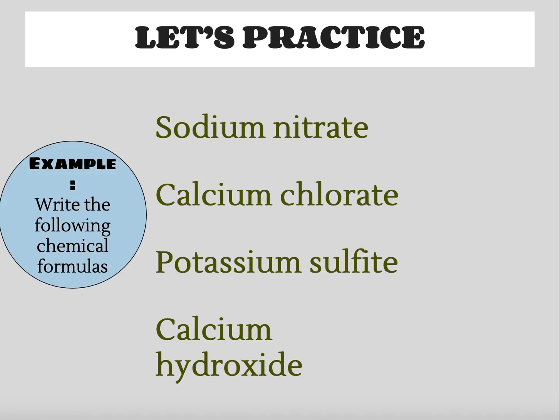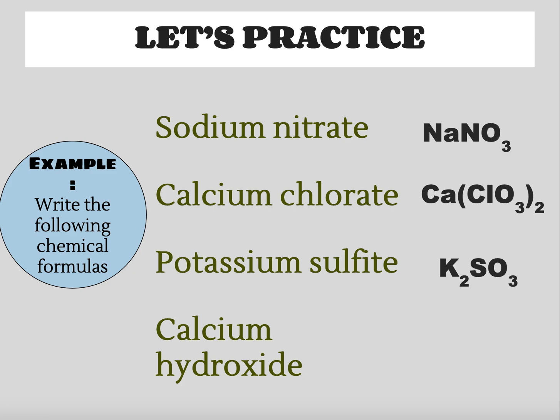Let's try these. This is one that has some polyatomic ions in there. So again, pause the video and give this one a try. All right, hopefully we had a little bit better luck this time. So sodium nitrate, calcium chlorate, needs parentheses because you have 2 of them, potassium sulfite, and this one you probably missed, calcium hydroxide. Hydroxide is a polyatomic ion, and you have 2 of them. And so polyatomic ions require parentheses.